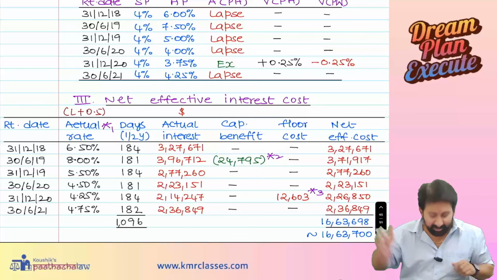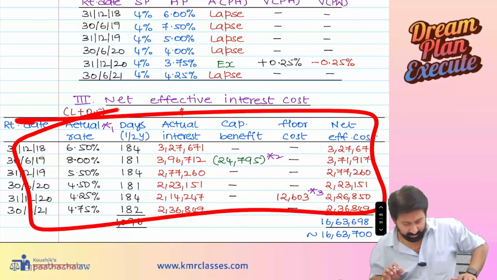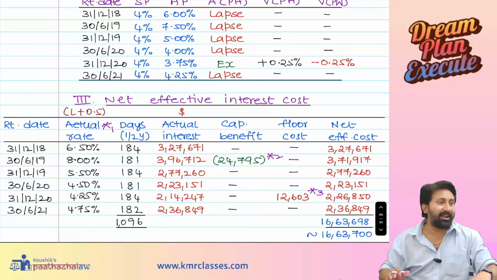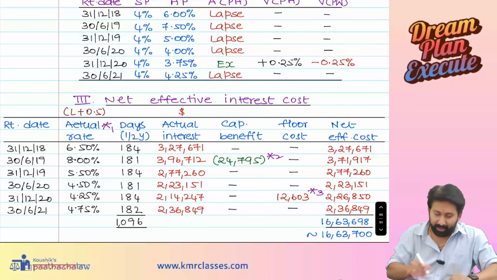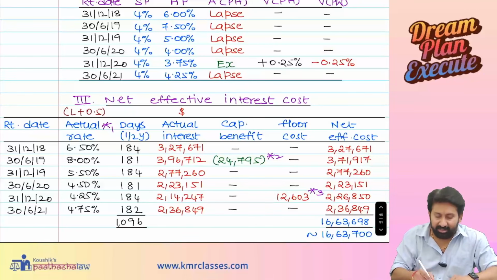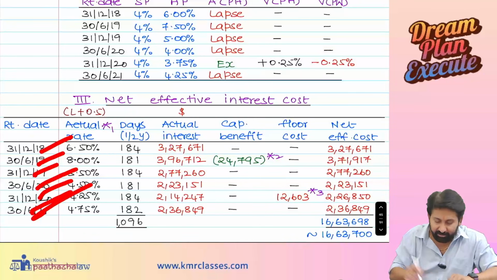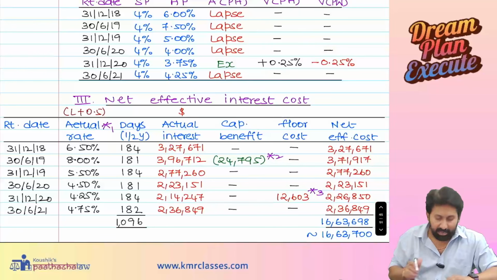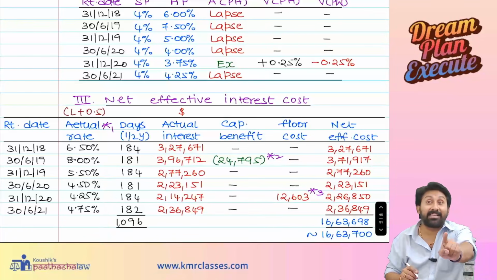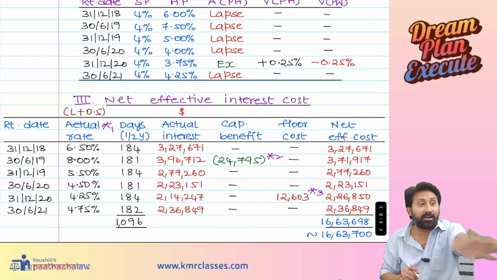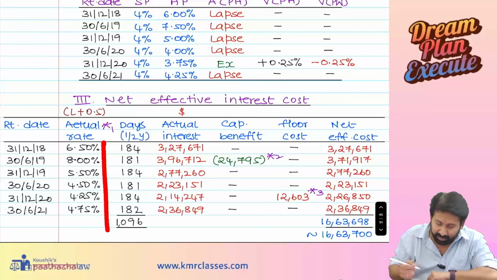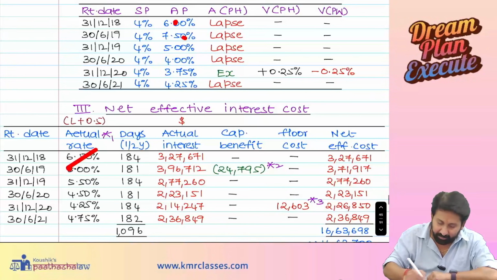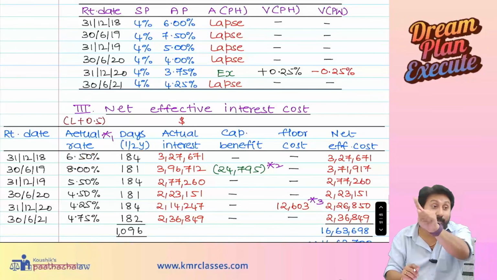Direct or schedule. This schedule. How they have done. See, reset dates are given: 31/12/18, 19, 19, 20, 20, 21. 6 reset dates. Actual rate is a banker's rate where spread also will get added. So spread added: 6 becomes 6.5, 7 becomes 7.5, 8 becomes 8.5 because LIBOR plus 0.5.